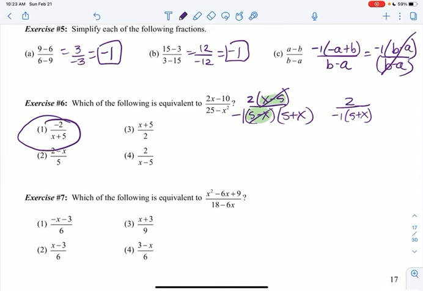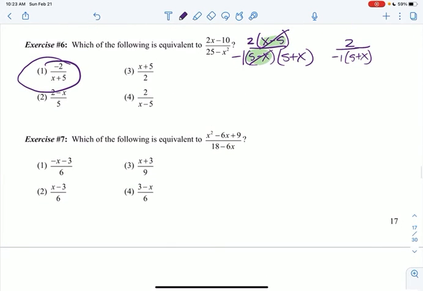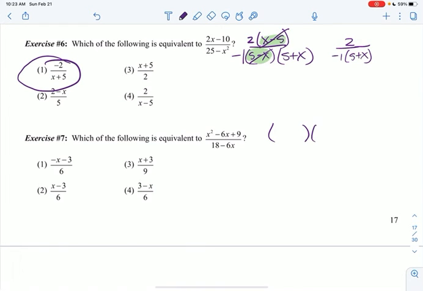So what I highlighted in green, those were the same. They were just opposites, just like we did in exercise 5. Yes, they can cancel, but when you cancel, you're left with a negative 1. All right, same thing's going to happen on exercise 7, our last problem. So the top is a trinomial. I'm going to factor it, x. So the factors of 9 are 3 and 3, and I want that to be a negative 6 in the middle, so it's going to be negative 3 and negative 3. And then in the denominator, I'm going to factor out a negative 6, and I'm left with negative 3 plus x.